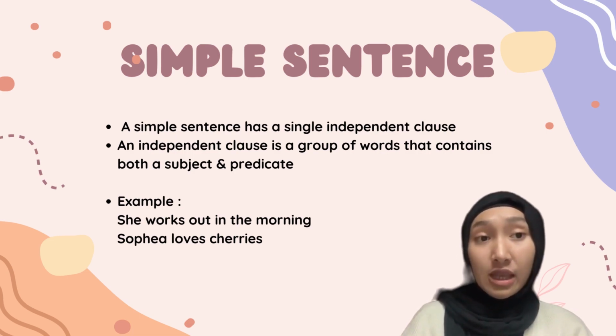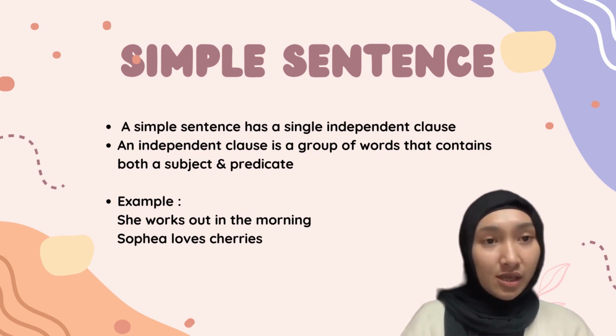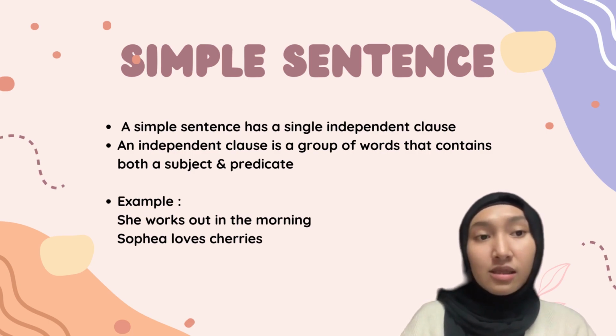Moving on to the second example, Sophia loves cherries. Sophia indicates the subject of the sentence. Loves cherries represents the predicate.